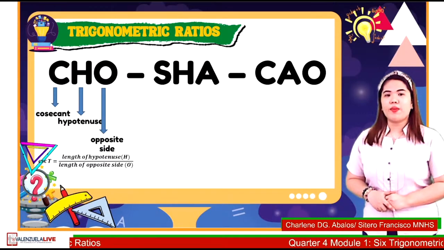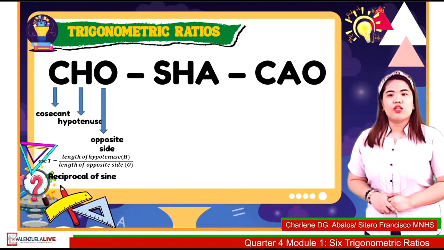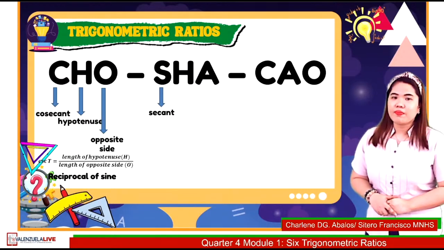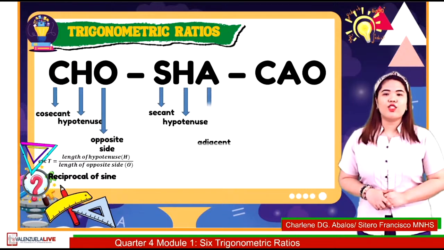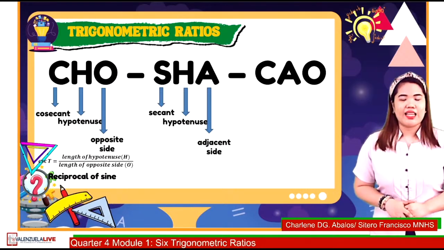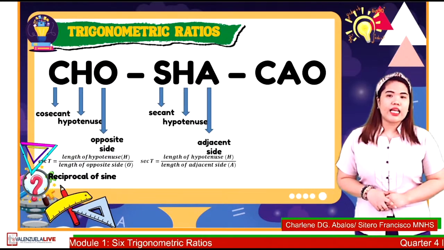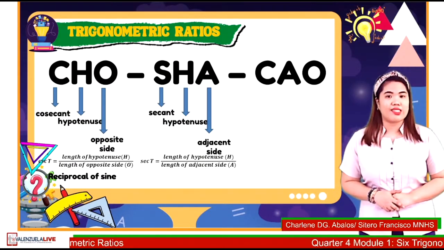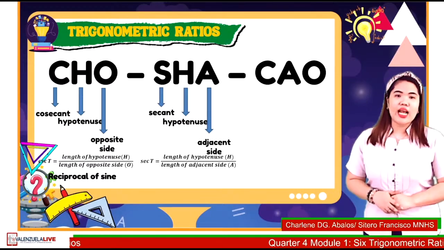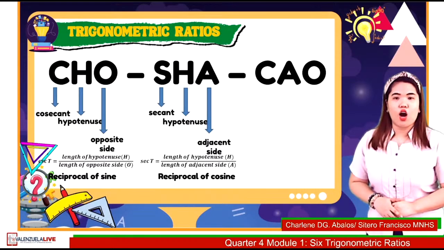SHA is the reciprocal of cosine ratio. S stands for secant, H stands for hypotenuse, and A stands for adjacent side. That is why we have secant T. Secant T is equal to hypotenuse over adjacent side. Remember that secant is the reciprocal of cosine.